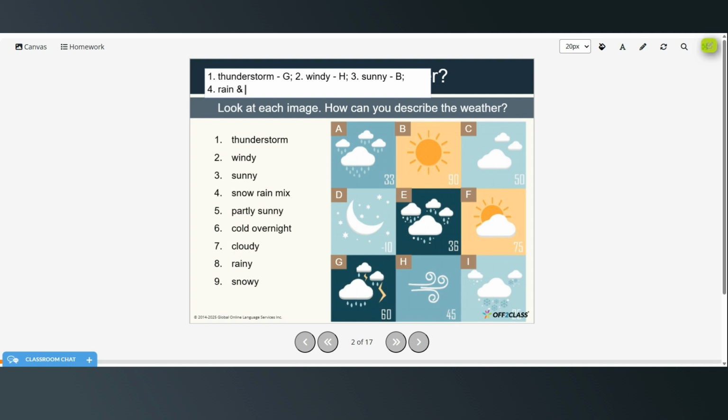Okay, number three, sunny is letter B. Rain and snow mixed. Let's say that is probably letter E. Number five, partly sunny would be letter F.